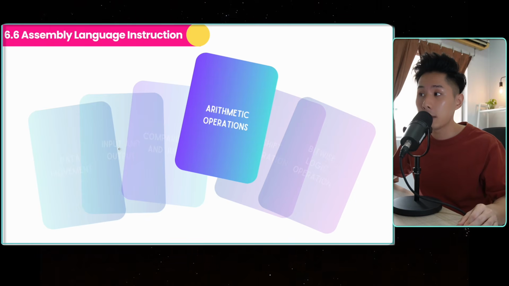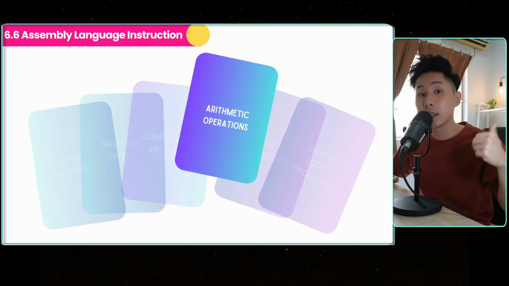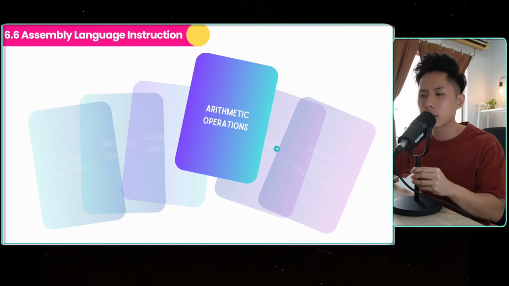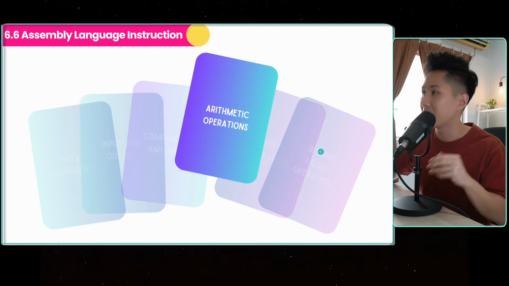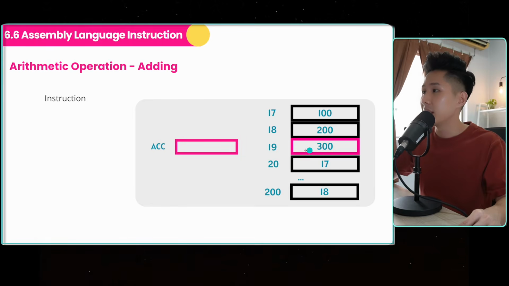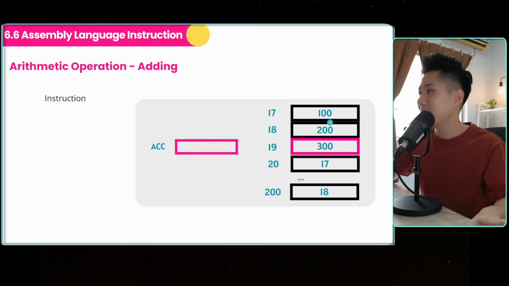They might not look very useful individually, but if you use them in assembly language programming, they'll be very, very useful, which we'll look into in chapter 20 plus, I believe. So for now, it's just an introduction. Arithmetic, basically adding, subtracting, incrementing, and decrementing. So let's look into one example to use all the instructions, adding.